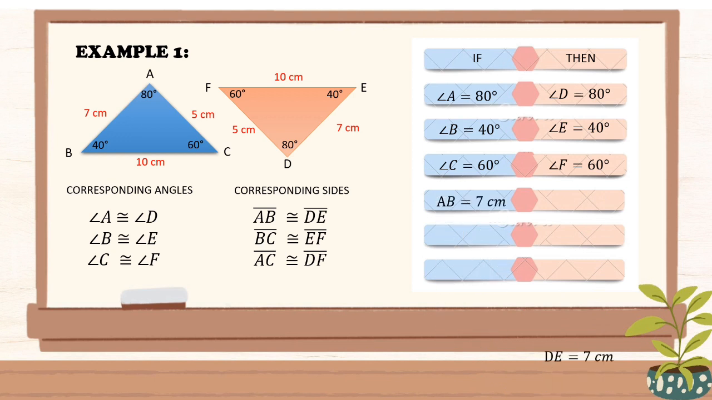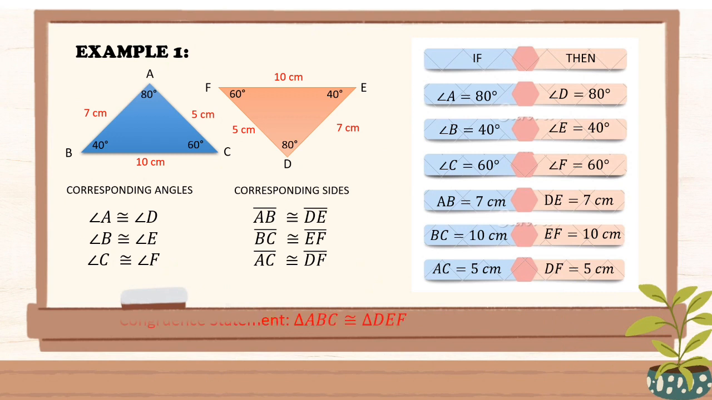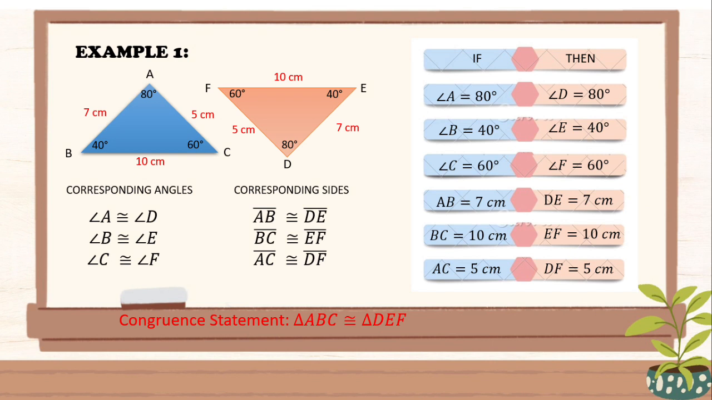AB is equal to 7 centimeters and also DE is equal to 7 centimeters. And also CB is equal to 10 centimeters, so EF is equal to 10 centimeters also. AC is equal to 5 centimeters and DF is equal to 5 centimeters. Take note, when we write an if-then statement, don't put the congruent symbol for the sides if we talk about the measure. Therefore, our congruent statement is triangle ABC is congruent to triangle DEF.